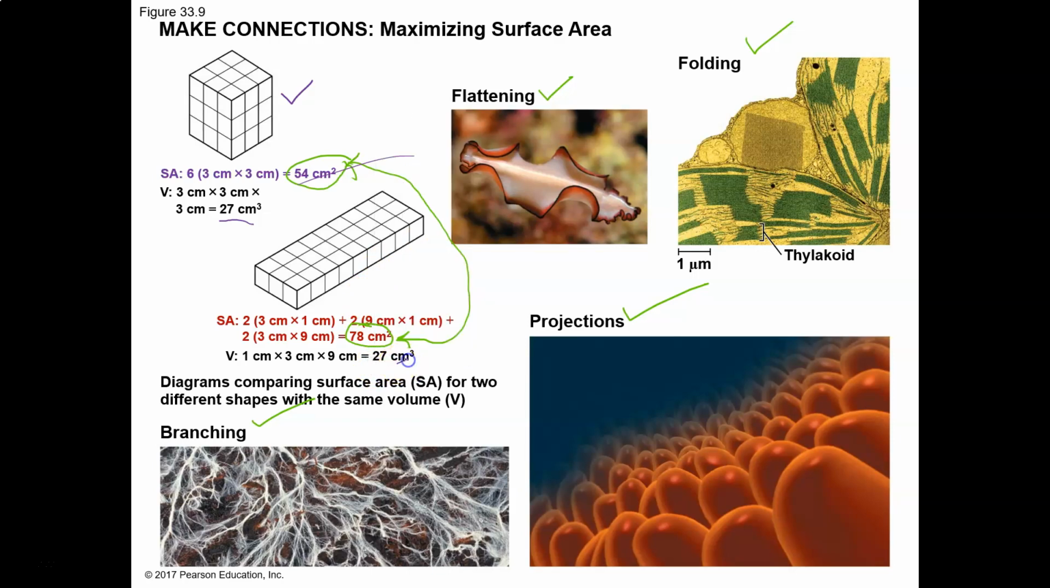But in this case, the surface area is much greater. It has 78 square centimeters surface area as opposed to 54 square centimeters here. So flattening is an advantage for increasing your surface area to volume ratio, which is better for exchange. And these are all pictures of different ways animals increase their surface area by folding, projections, branching, flattening. And you'll see that through all the rest of the animal kingdom.